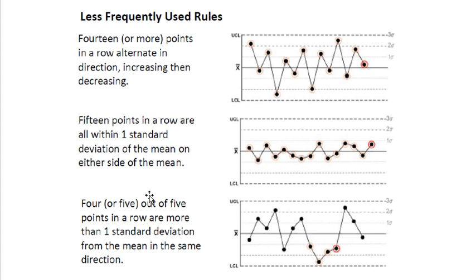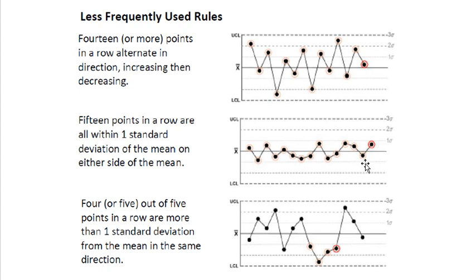Now we come to the less frequently used rules, and here they are. 14 or more points in a row alternating in direction, increasing then decreasing. So if you have 14 points like this, you count them out and there's a total of 14 points, and they alternate in a row, meaning this goes down and then up, then down again. They're going alternately in direction, up and down, increasing and decreasing. It's definitely not random data.